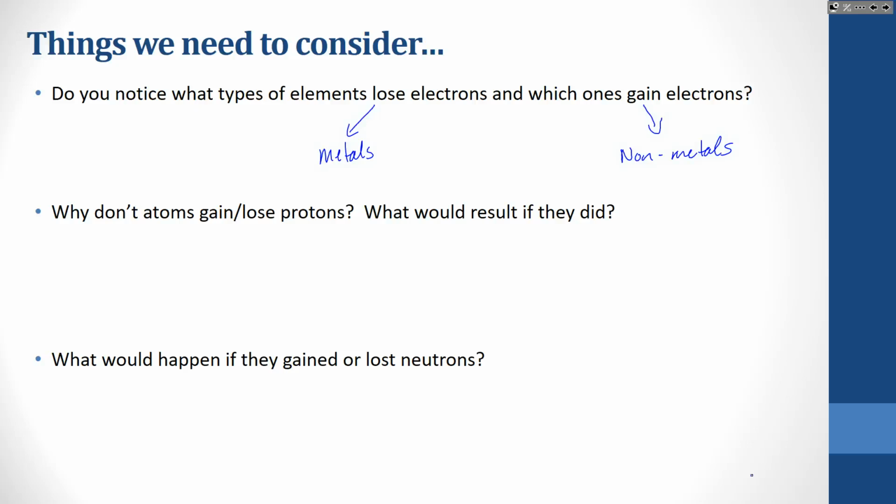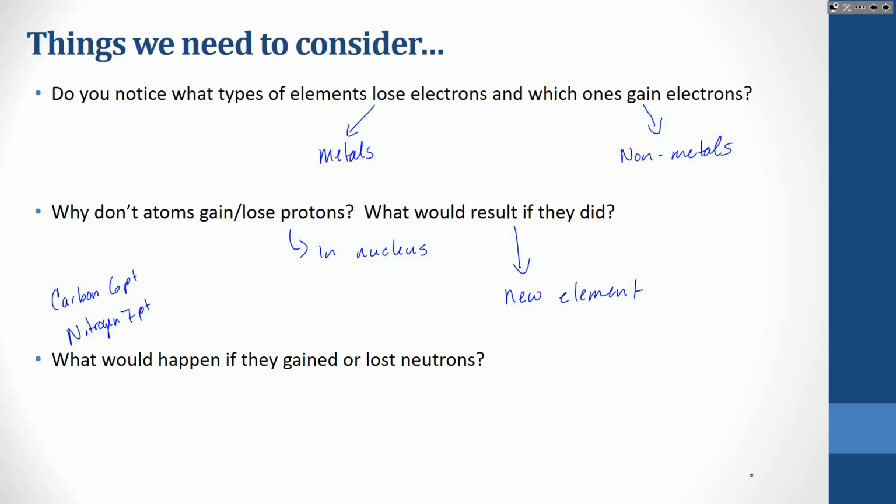Now, why don't atoms gain or lose protons? Because they're in the nucleus. And if they did, you would get a new element. You wouldn't have the same element anymore, because if, let's say, you took carbon, it has 6 protons. If you added a proton, it's not carbon anymore, it's actually nitrogen. So if we change the protons, we're changing the element. That would have to be nuclear fission or fusion. That's something further on down the road.